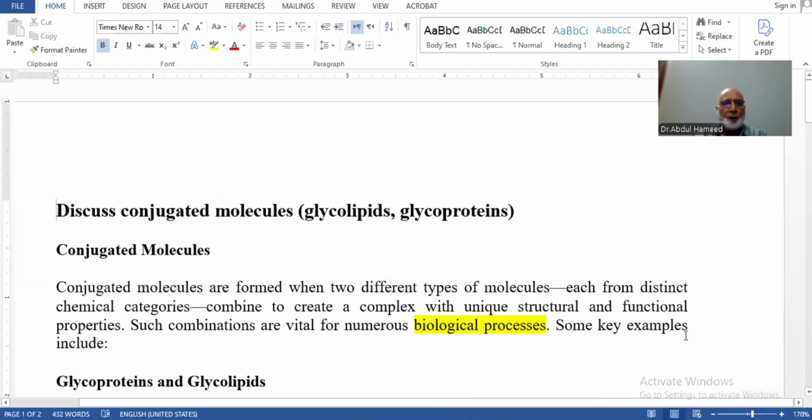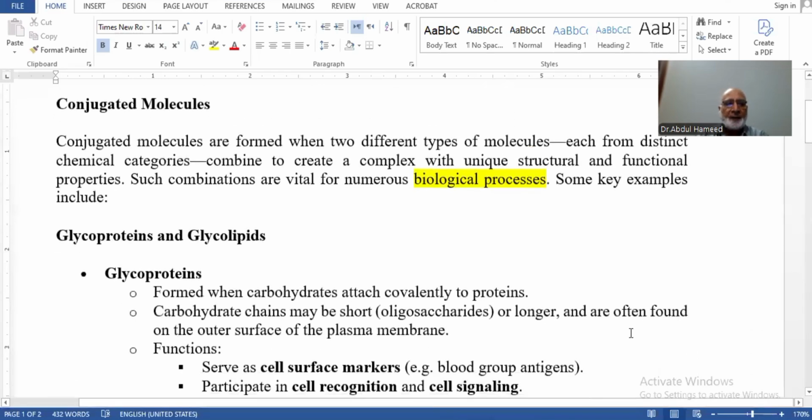The conjugated molecules, by definition, are the molecules formed when two different types of molecules, each from a distinct chemical category, combine to create a complex with unique structural and functional properties. So these are two independent molecules, but once they unite together, they form more complex and functional molecules. These conjugated molecules are important for numerous biological processes. Out of these, let's start with the discussion about glycoproteins.